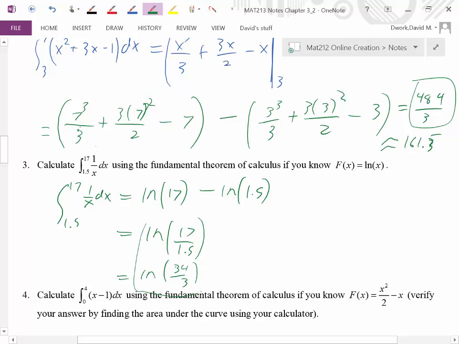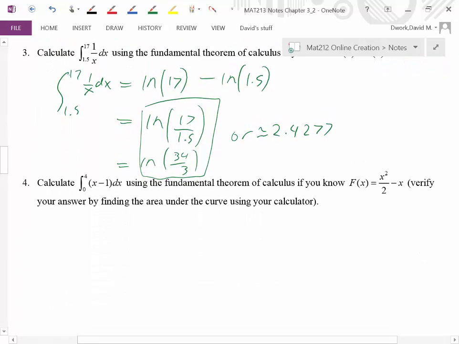So either version of these would be your exact answer, or your decimal approximation, which you're going to type into the calculator. It'd just be the natural log of 17 minus the natural log of 1.5, and that would give us 2.4277-ish. All right, so the fundamental theorem of calculus, like I said, is not hard, just really, really important.